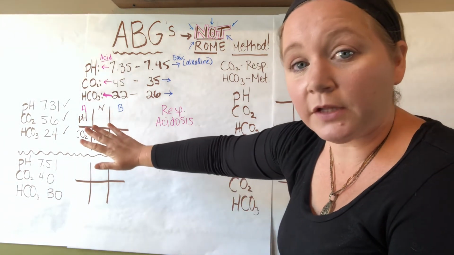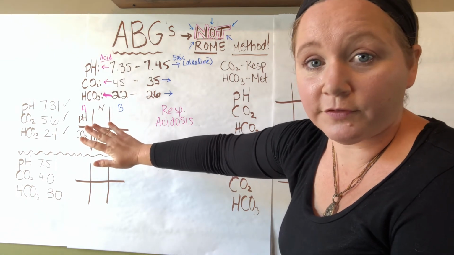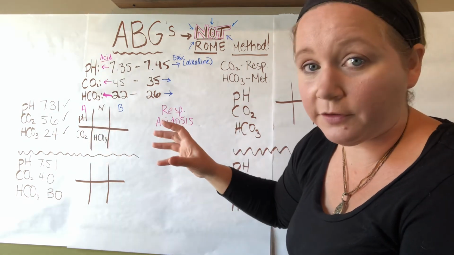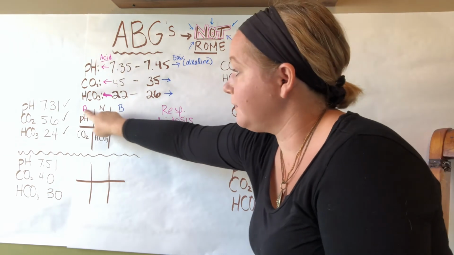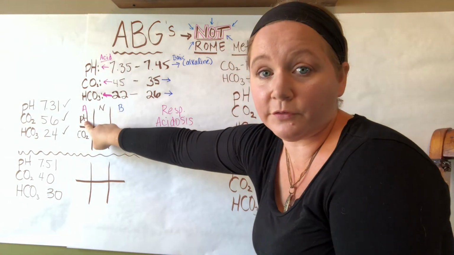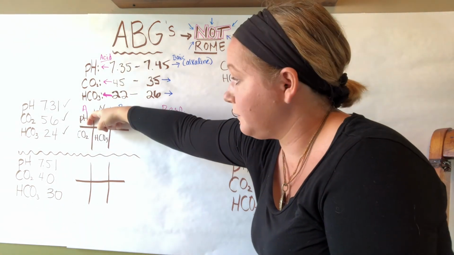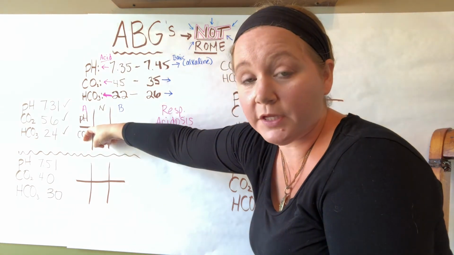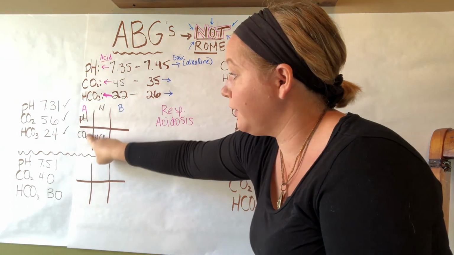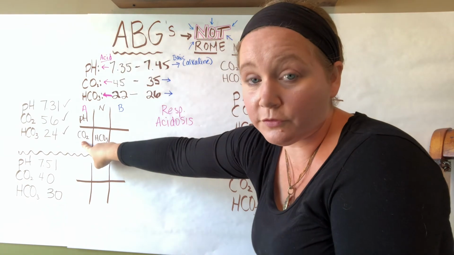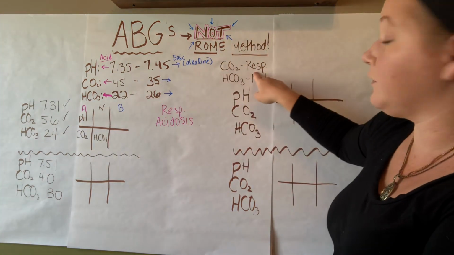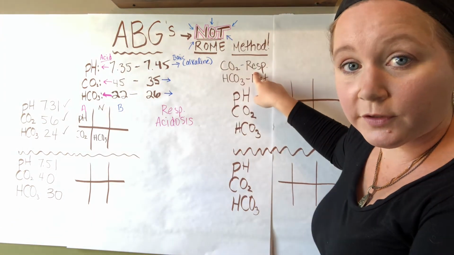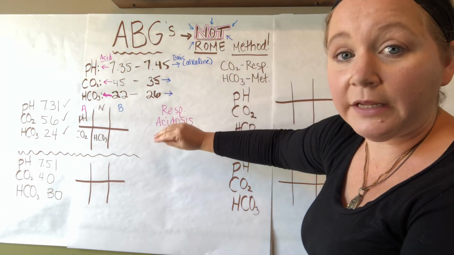So you name it by looking at your pH first. Your pH is going to always tell you what you're in. In this case, pH is acidic, so you're in acidosis. And with this grid system, if you look directly underneath the pH, in this box is the word CO2, and CO2 represents respiratory issues. So this person is in respiratory acidosis.